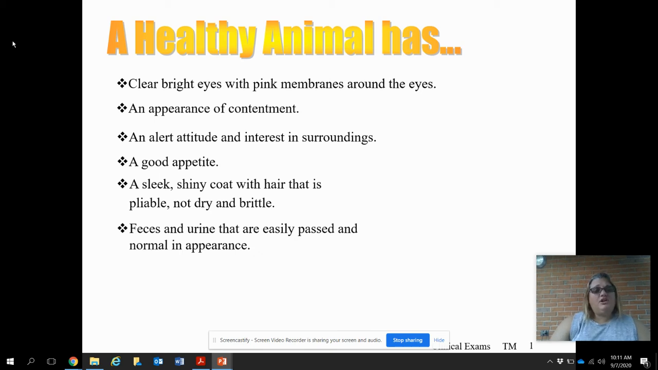Feces and urine are easily passed and normal in appearance. So it is a thing to look at our animals' feces. I do it all the time because I want to make sure that what I'm seeing is normal for that animal. So it's important to take a look at the feces, and to watch your animal urinate.